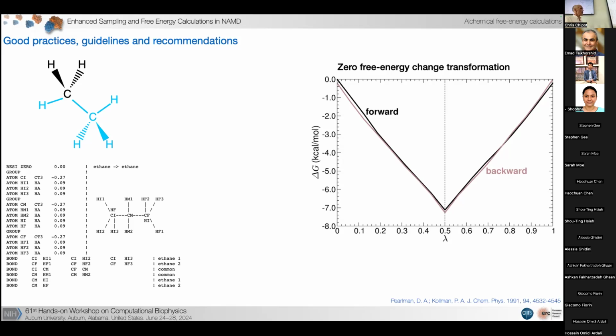But that was a quick and dirty simulation, and you can see that you converge very quickly to the correct answer. You should get 0. And you should get 0 with a very small hysteresis, which actually provides you a good estimate of the error on your free energy calculation. If you calculate the hysteresis between the forward and the backward transformation, ideally it should be 0, but that would give you an idea of the error on your simulation.